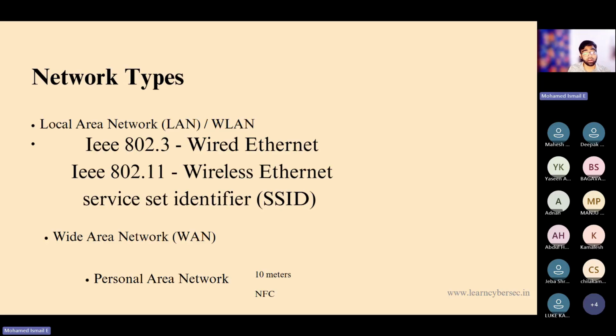Still, this wired Ethernet is more powerful, and there are environments that must use wired Ethernet because it doesn't have any signal emitting issues, like when you connect to a wireless modem, it emits radio frequency, right? That's how you are connecting from one system to another system wirelessly.